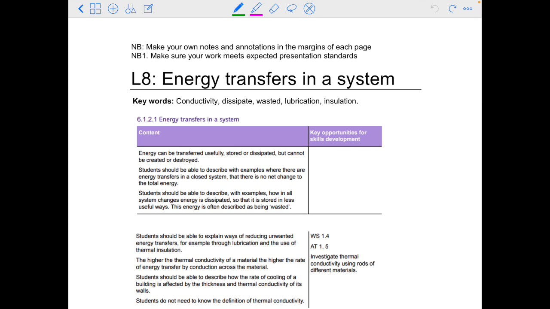So this is lesson 8, energy transfers in a system. So we've talked about different forms of energy. So now we're going to talk about how energy changes from one to another within what we call a system.